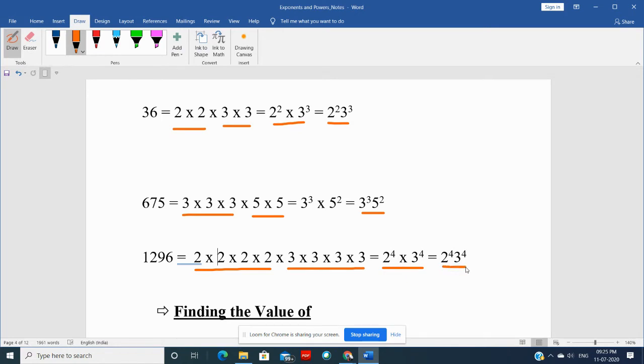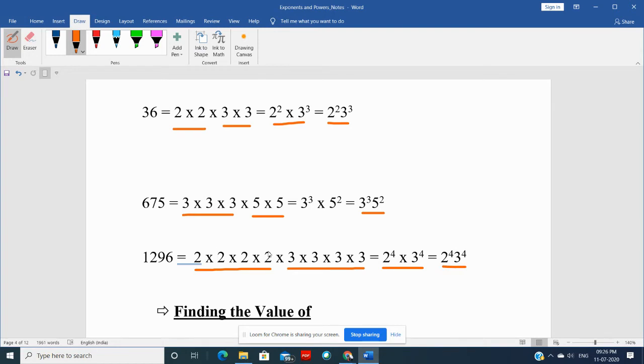So this is how you can represent any number in an exponential form. Be it a number with so many zeros, be it a small number without any zeros, the same number, only a single number with some power on it, or any number which has multiple prime factors with different numbers and different powers. So this is how you can show this.